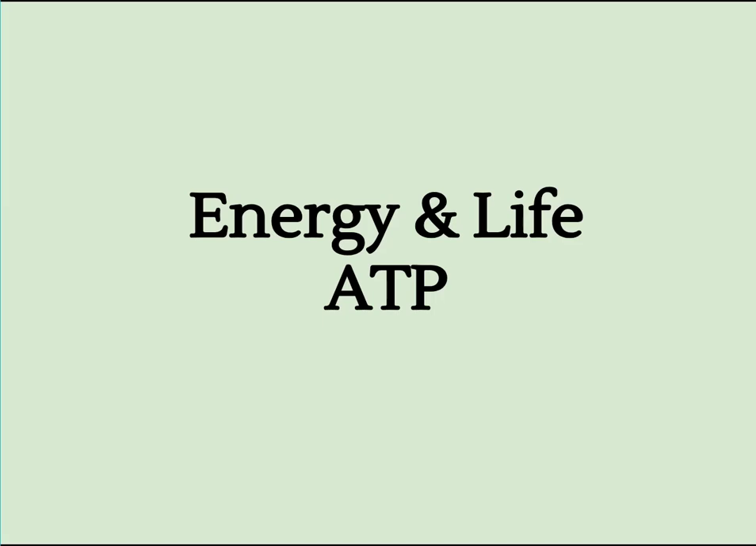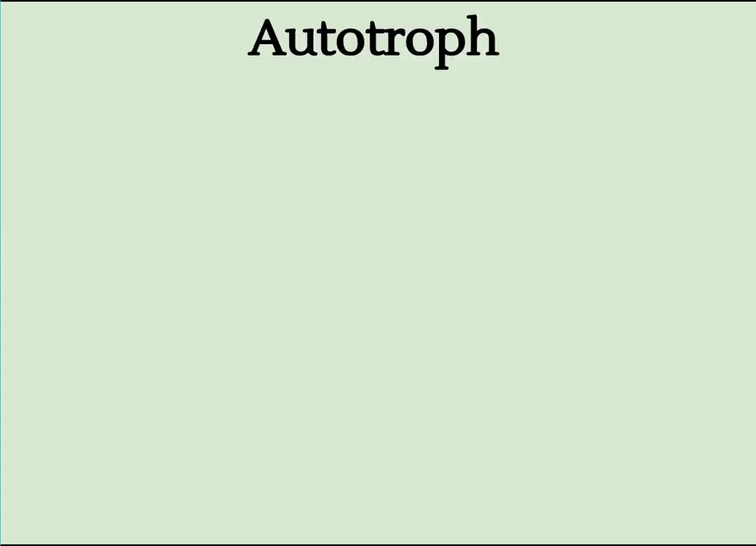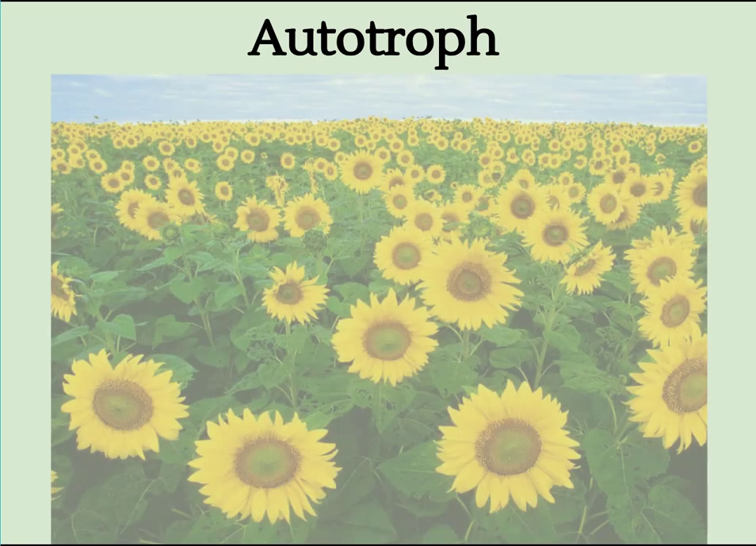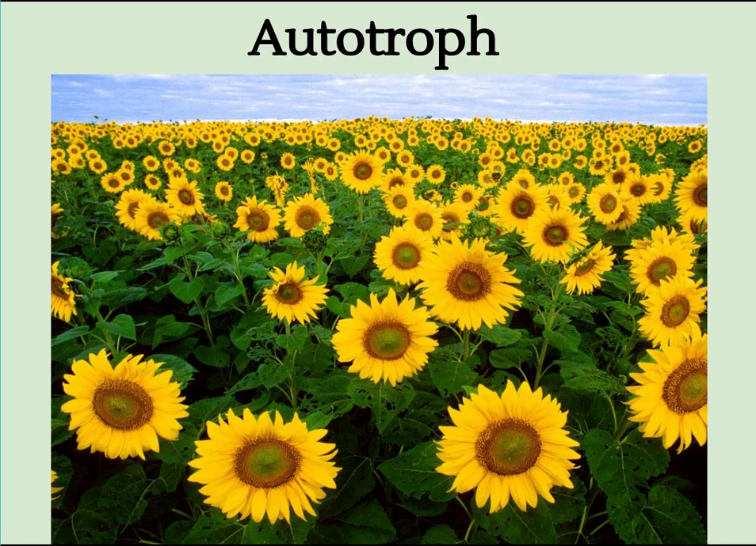Hey everybody, today we're going to be talking about energy in life and these three little letters, ATP. So when we talk about how organisms get energy, we need to think about organisms from what we've already talked about. Think way back to chapters 3 and 4, we talked about an autotroph. And if we remember, an autotroph is something that automatically makes its own food or makes its own energy. So things like plants, flowers, trees, these things use sunlight to make their own energy.